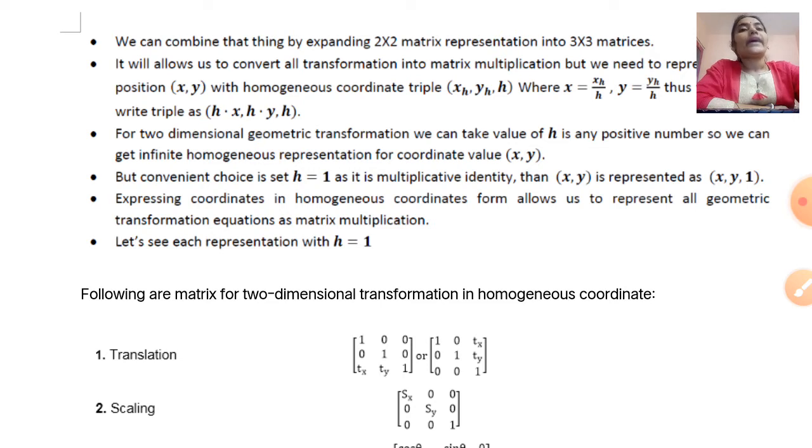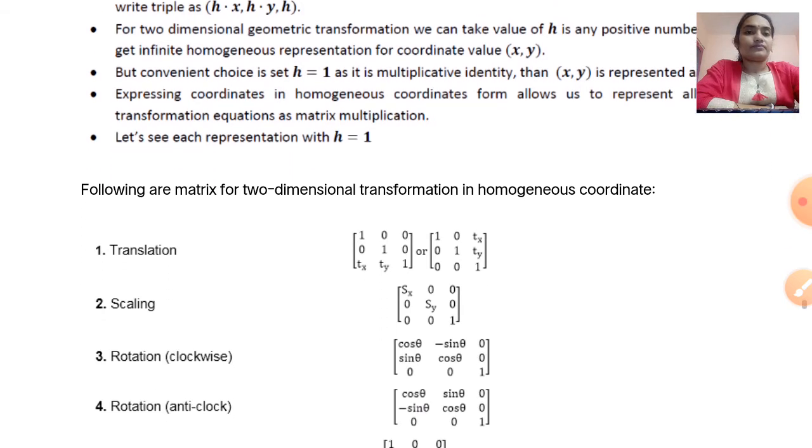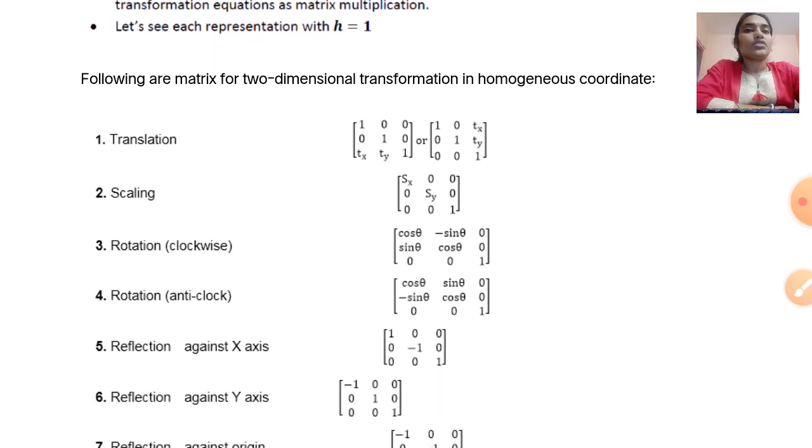Expressing coordinates in homogeneous coordinate form allows us to represent all geometric transformation equations as matrix multiplication. So let us see each representation with h equal to 1. Here we discuss all the transformations in 3x3 matrix.